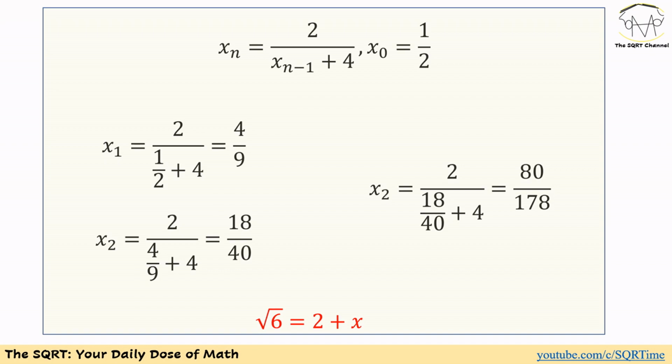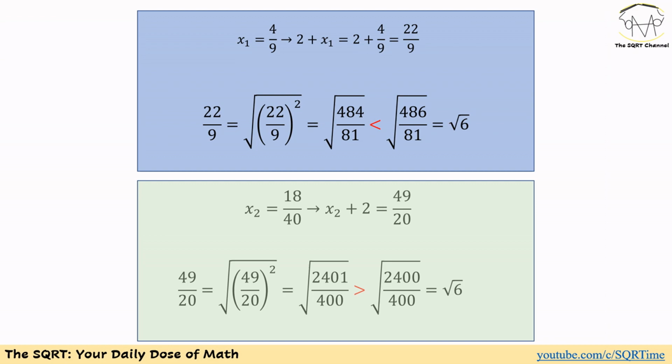Remember, we wrote √6 as 2 plus something, and we are going to find the value of that fraction such that if we add 2 to it, we are going to end up with √6. You can imagine that as we increase the indices and as we go from x_2 to x_3 to x_4 to x_5 and so on and so forth, we are going to move towards the exact value that we have for √6 minus 2.